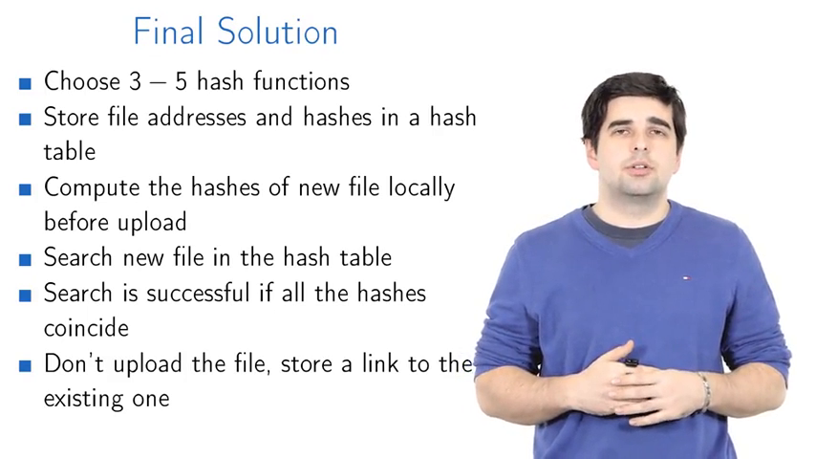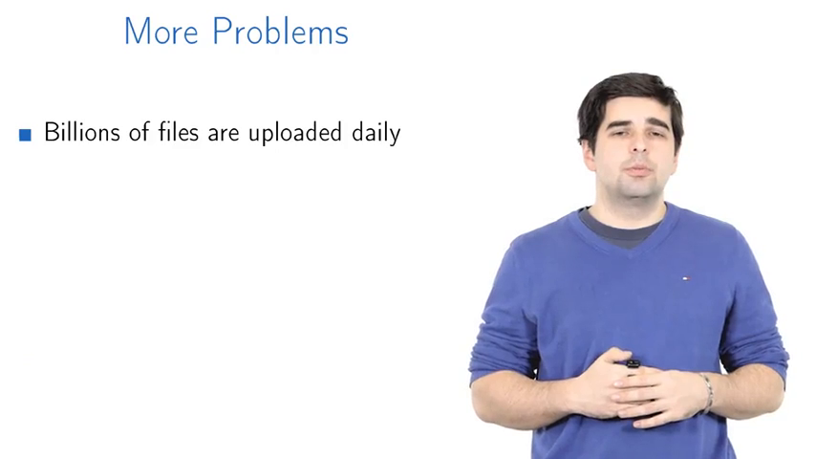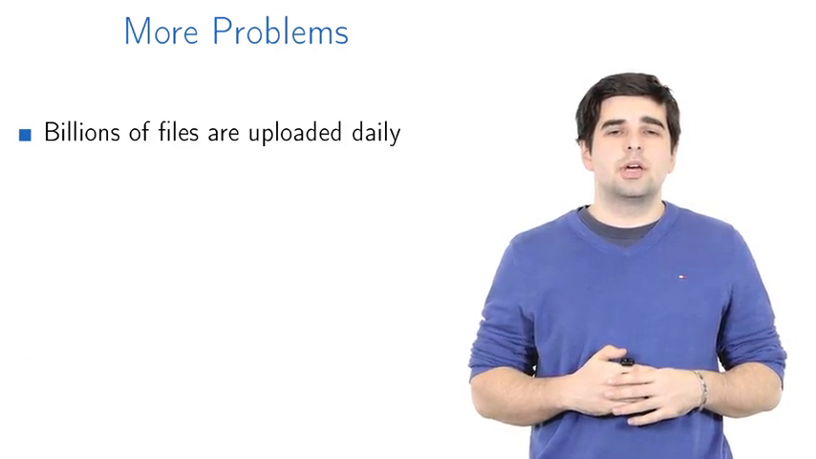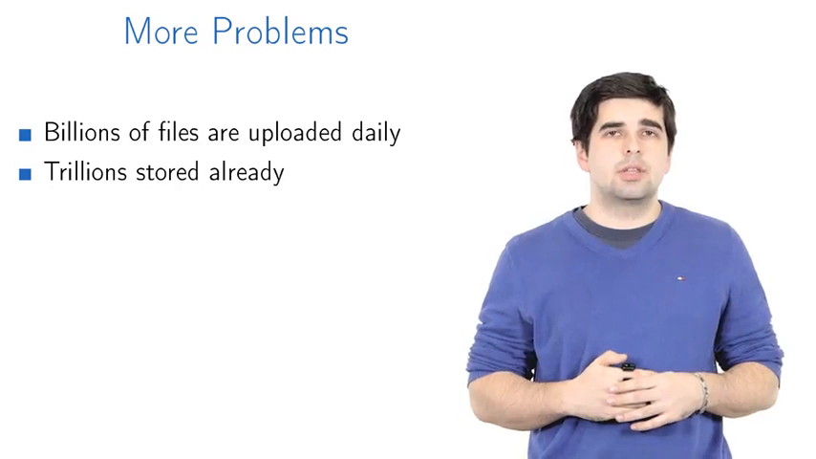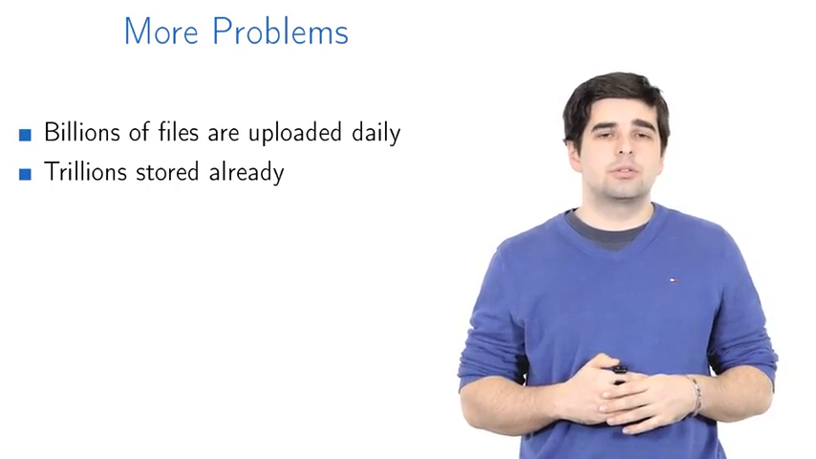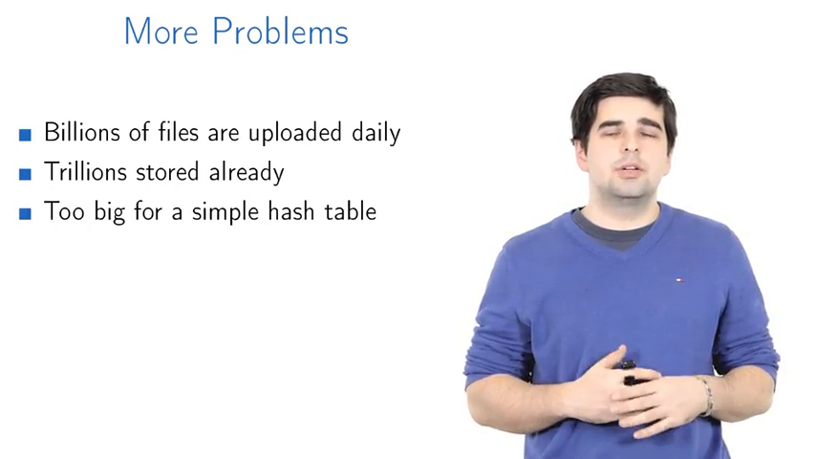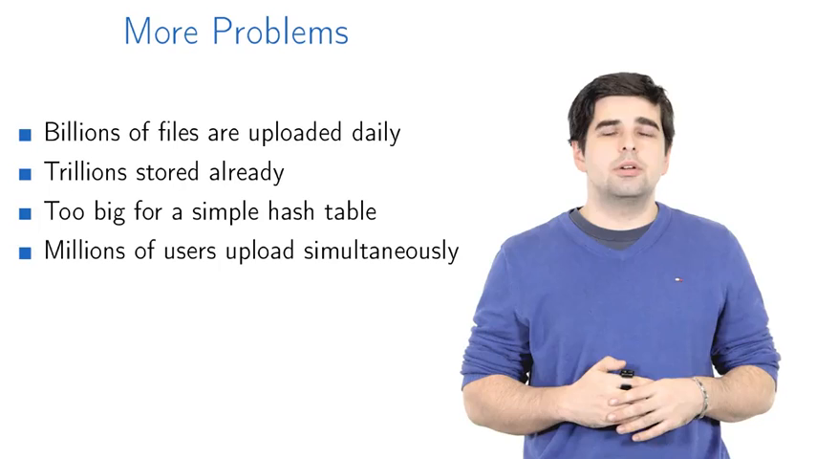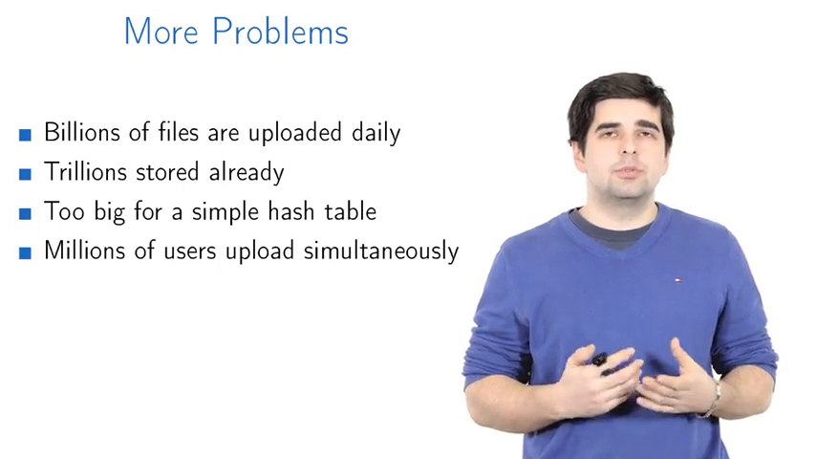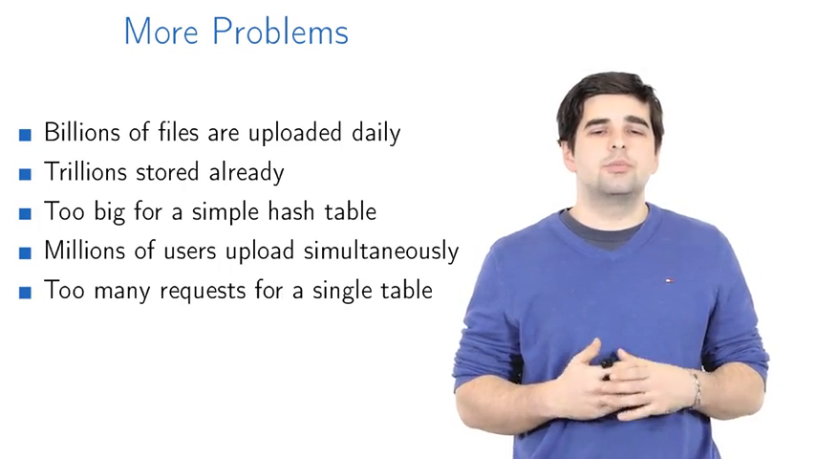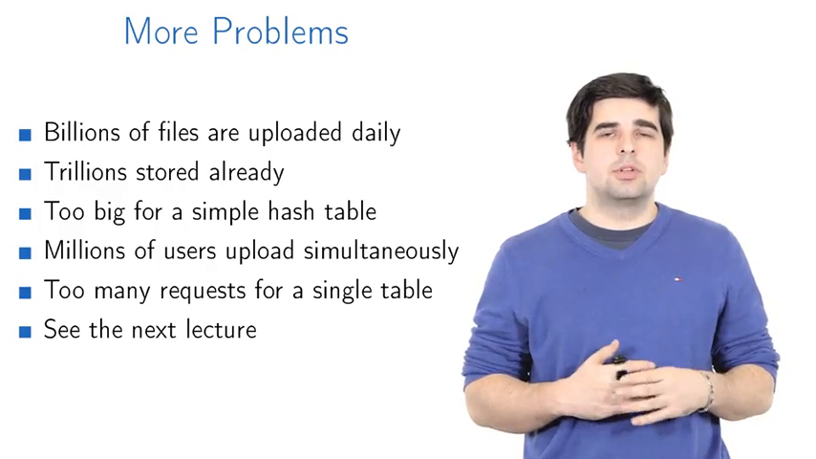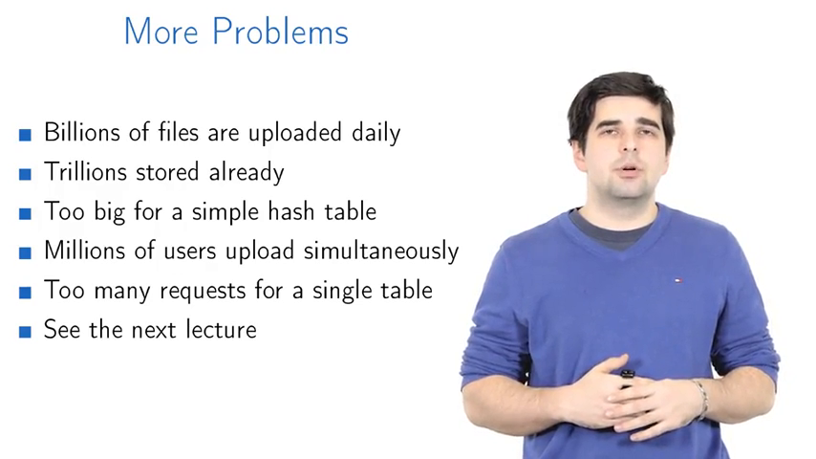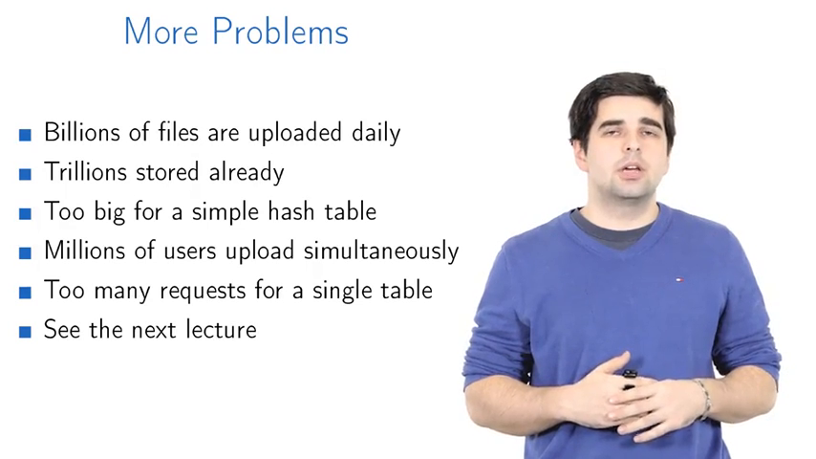However, there are more problems to this, because it turns out that billions of files are uploaded daily, for example, into Dropbox, and it means that probably around trillions are already stored there, and that is just too big for a simple hash table on one computer. And also, millions of users upload their files simultaneously, and so this is also too many requests for a single hash table. And so you need some more sophisticated solution to cope with those two things. And see our next lecture to understand how that problem is solved.